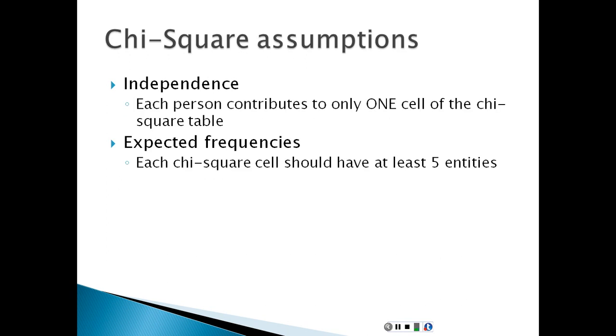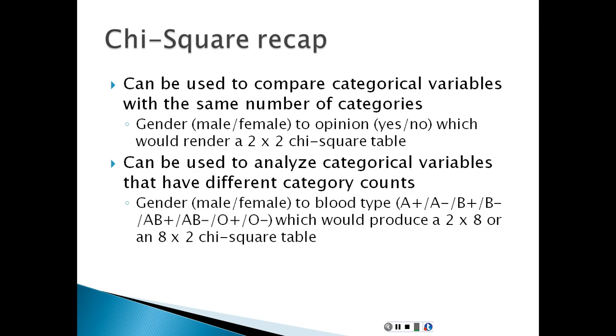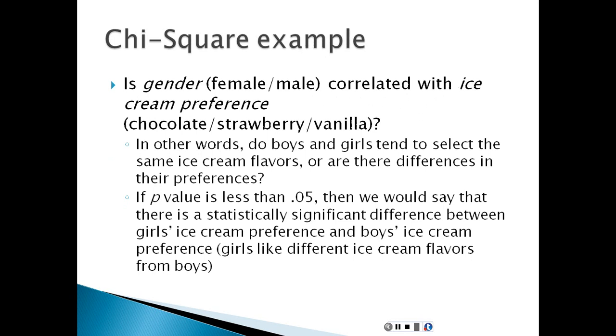Now, there are 2 assumptions for chi-square test, and the first assumption is independence. Each person contributes to only one cell of the chi-square table. So, for instance, going back to our example here, each person contributes to the chi-square table only once. So for instance, if I am asking males and females what their ice cream preference is, each person can only tell me one ice cream preference.